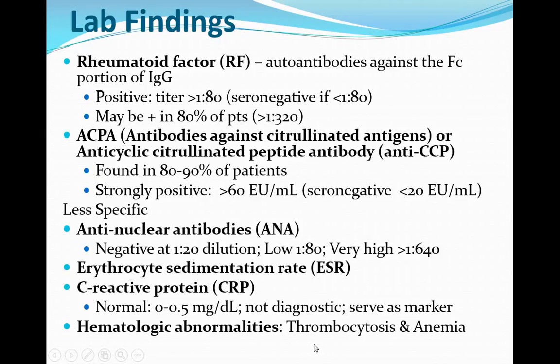It serves as a marker, and we sometimes use C-reactive protein to see if the disease is getting better. And finally, most of our patients will have thrombocytosis or high platelets, and they'll also have anemia. They'll have a low hemoglobin, and they might require iron therapy.